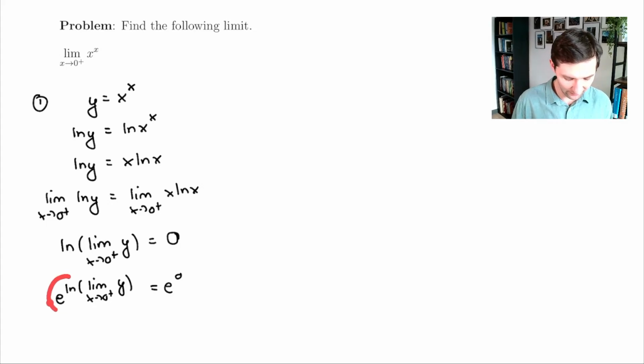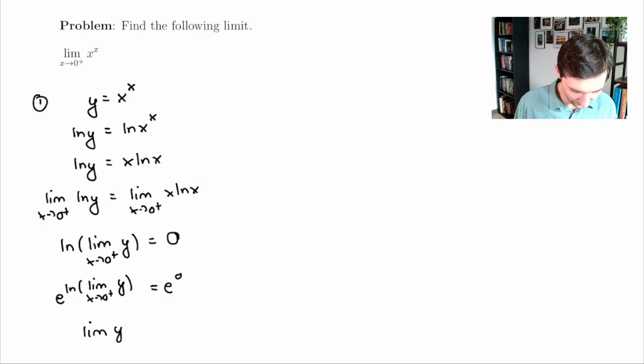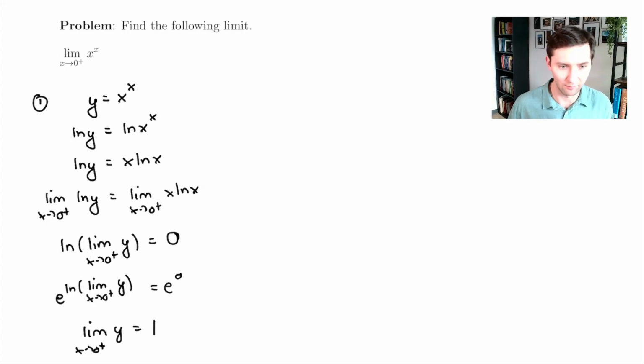e and ln cancel each other because e and ln are inverse functions. So that gives you the limit as x goes to 0 from the right of y equals 1. So the answer of this limit is 1.